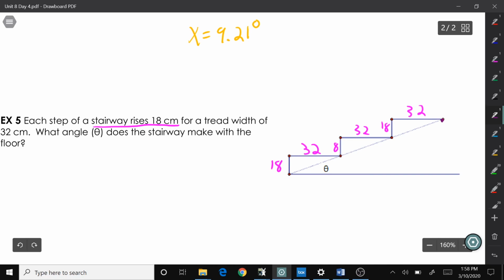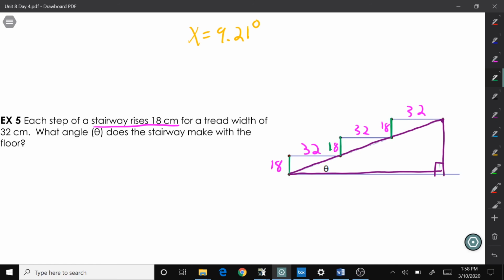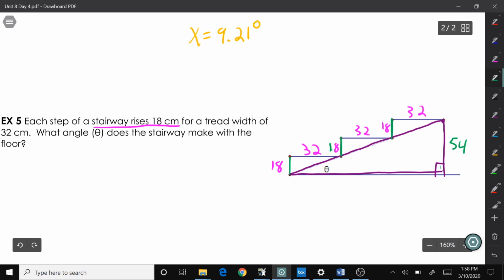So what I'm going to try to figure out is looking at this triangle, this right triangle. How far did I go up altogether? Well, I went up 18 here. Should be 18 here. And 18 there. So 18 plus 18 plus 18, or you could just do 18 times 3. You get 54. Then my distance left to right, 32, 32, 32, and that gives you 96.